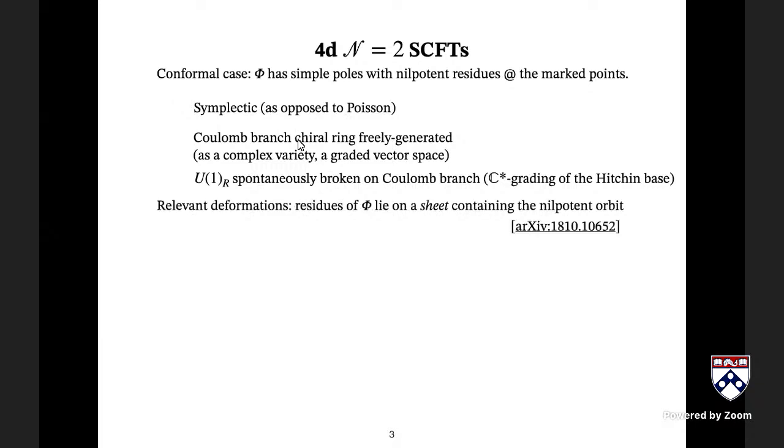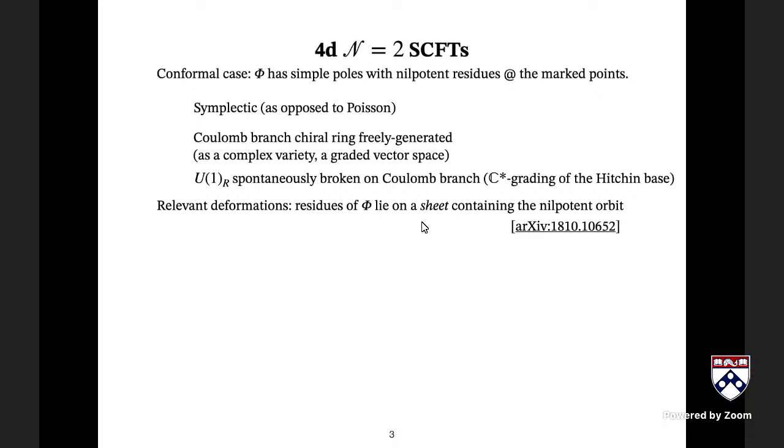Now, you can also talk about the relevant deformations of the superconformal theory. And here, what we do is we relax the condition that the residues of phi are nilpotent. Instead, we say that they should lie on a sheet which contains the nilpotent orbit. The theory of sheets seems not to be as widely known as the theory of nilpotent orbits. So let me just briefly say what they are.